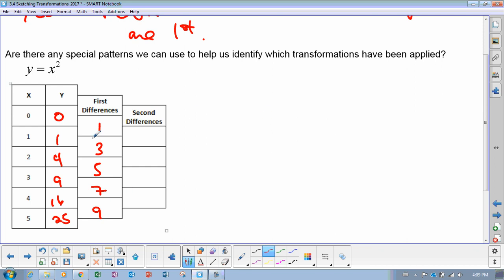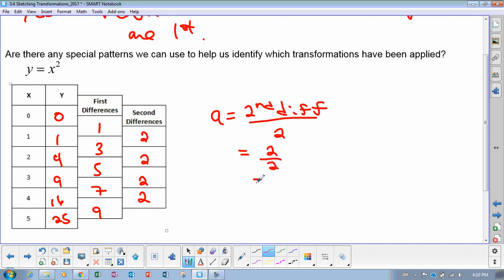This can help us with our graph because as we're going from 0 to 1, we're going over 1 and up 1. We're going over 1 and up 2 to get to 3. So this is helping us follow our pattern here. And then 3 subtract 1 is 2, 2, 2, and 2. The a value is always going to be the second difference divided by 2. So in this case, 2 divided by 2 is equal to 1. That is definitely the a value that we have here.